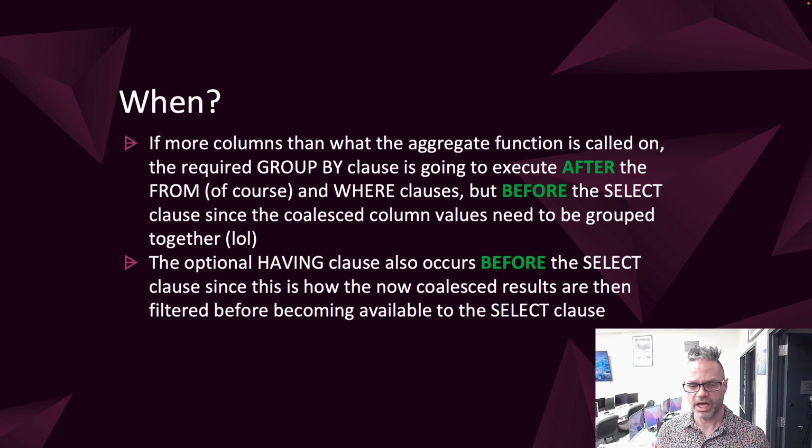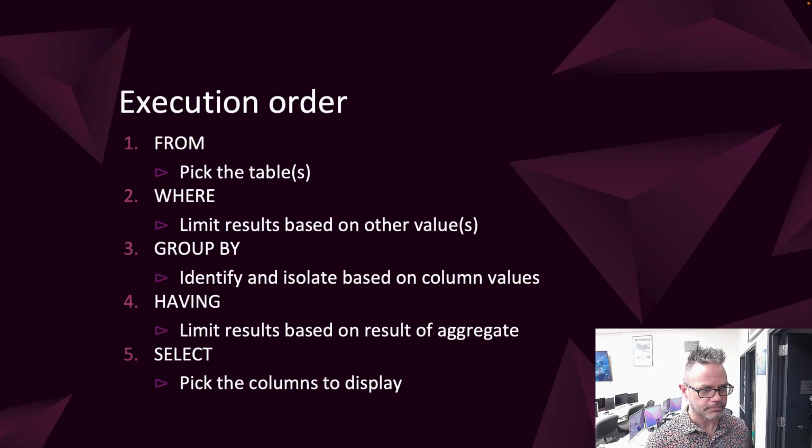The having clause executes after the group by, but still before the select, because now you have the coalesced results, and it can do the functions based on that, like, oh, I have this coalesced group information, and I can do operations based on that as well. So we have to have the group by happen first, and then we can do the having, because we have the groups we can operate on for that having clause itself.